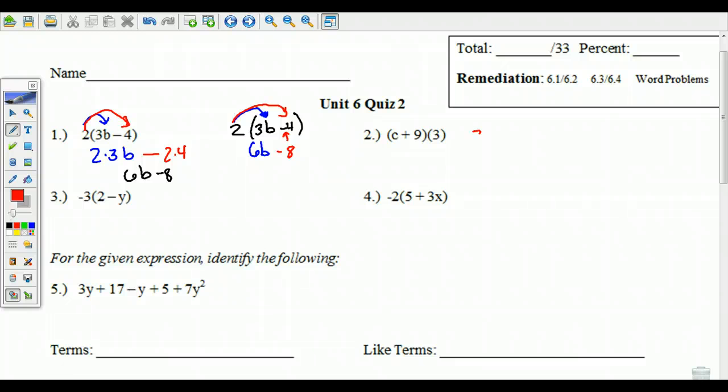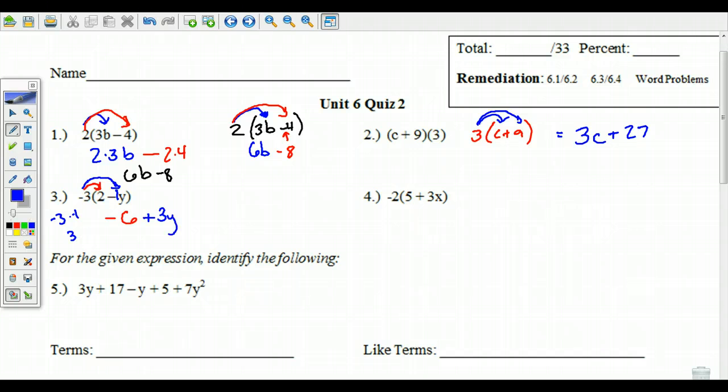On number 2, you can rewrite it and put 3 in front. It's the same type of thing. You're distributing that 3. So we get 3c plus 3 times 9 is 27. In number 3, we're distributing a negative, and this is where it gets a little more confusing with negative signs and everything. Negative 3 times 2 is negative 6. And then negative 3 times negative 1y. Negative 3 times negative 1 is positive 3. So this is going to be plus 3y.